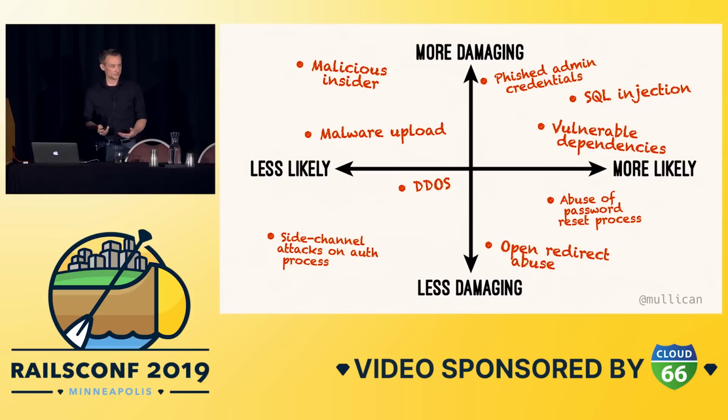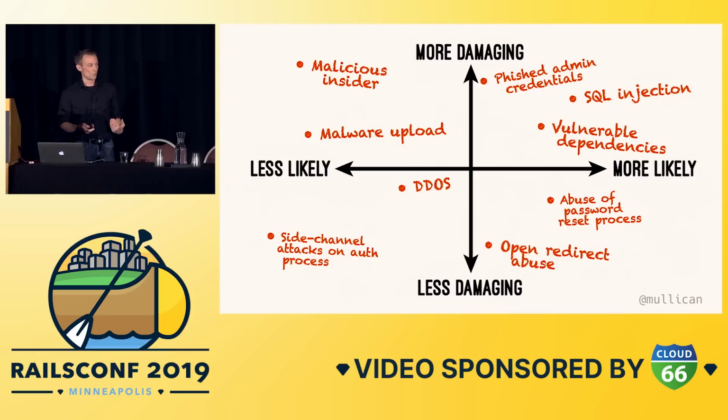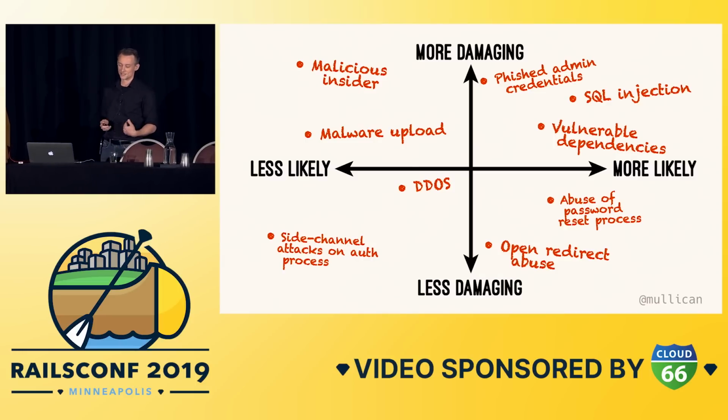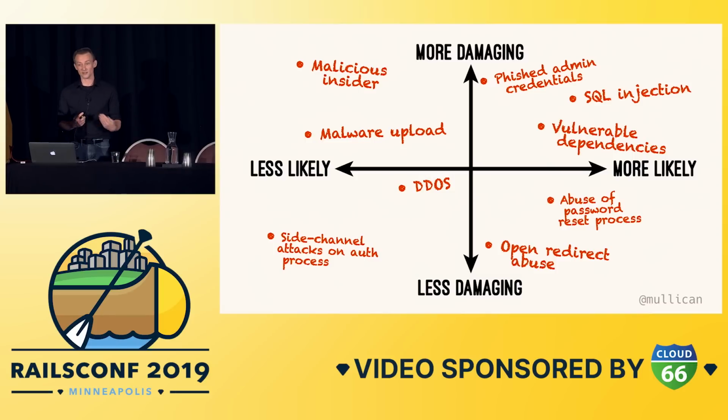So generally, if we start thinking about things, comparing them in this way, we can set priorities moving from the upper right quadrant down to the lower left quadrant. The things that are both very likely to be a problem and very likely to cause great harm are the things that we need to spend most of our attention on.